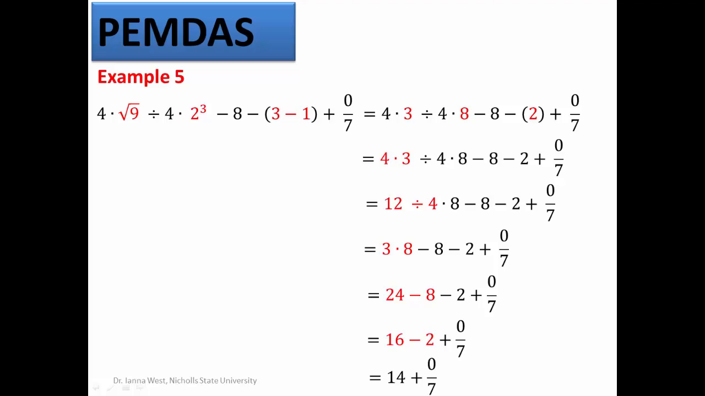Notice that we have 0/7. Recall that 0 over any number except 0 itself is 0. Therefore, our last computation is just adding 14 plus 0, which just equals 14.